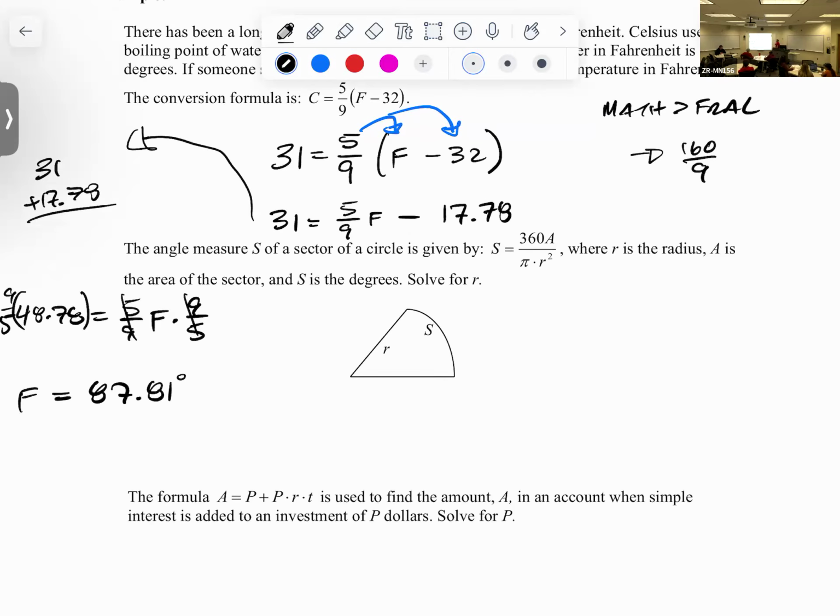The angle measure S of a sector of a circle is given by the following formula, where R is the radius, A is the area of the sector, and S is the degrees. Solve for R.